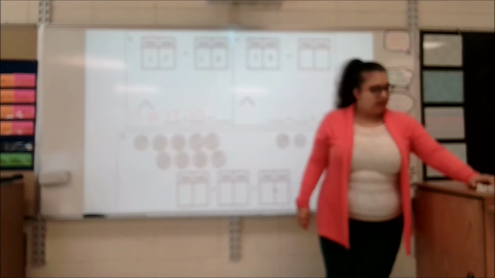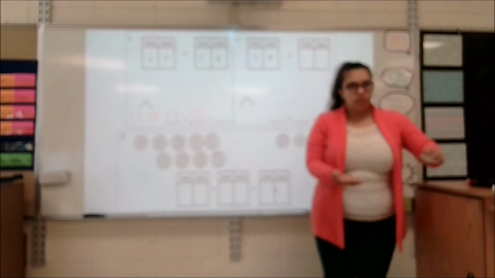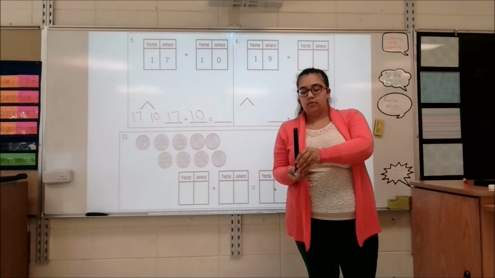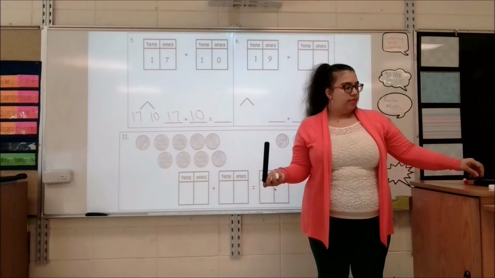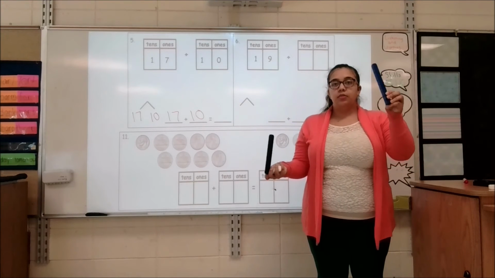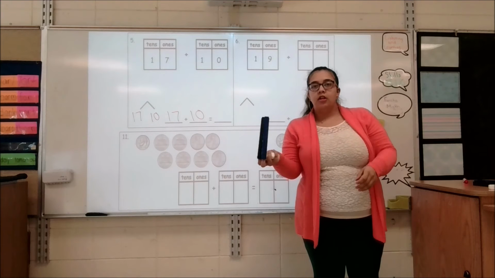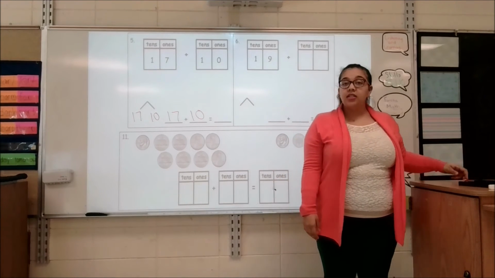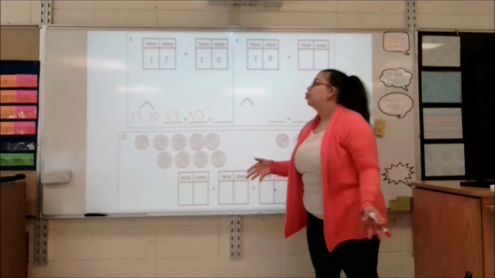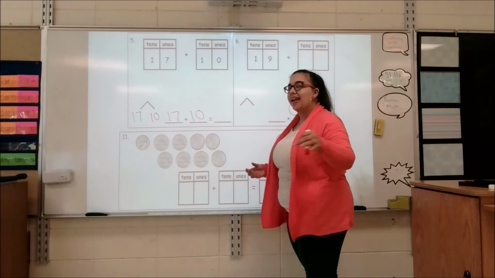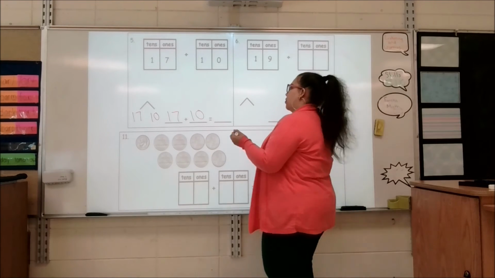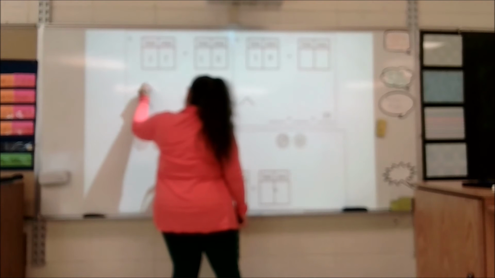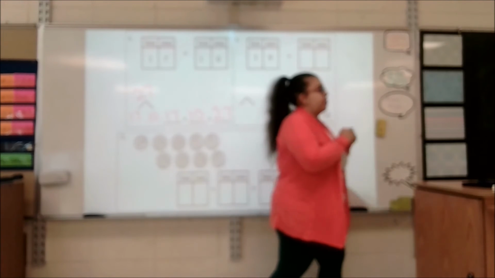So if I had 17, and another group of 10, I now have 2 groups of 10 and still 7 ones. My ones have not changed. Remember, we're adding groups of 10. So what is 17 and another group of 10? Correct. 27. 27 is the whole.